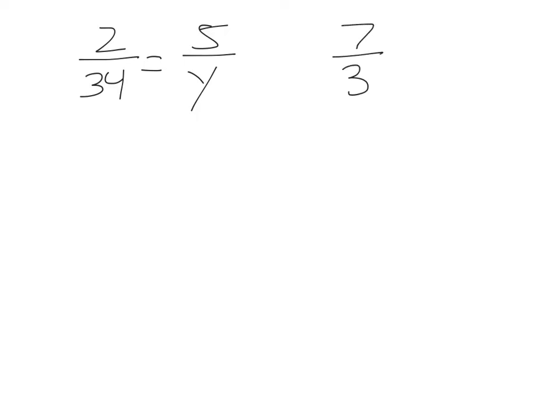So here, let me give you two of them to try. I would like you to try 2 over 34 equals 5 over y, and 7 over 3 equals n over 21. Would you please pause the video and try to solve these two proportions on your own?